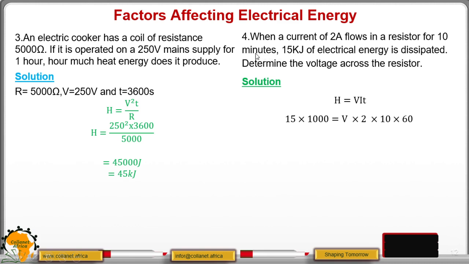So we have to convert 10 minutes into seconds by multiplying by 60. By so doing, you find that you'll have only one unknown, which is our voltage. So making the voltage the subject of the formula, you need to divide through by 2 times 10 times 60. When you do that, you'll find that it is 1200. And if you divide 15,000 by 1200, you get 12.5 volts.